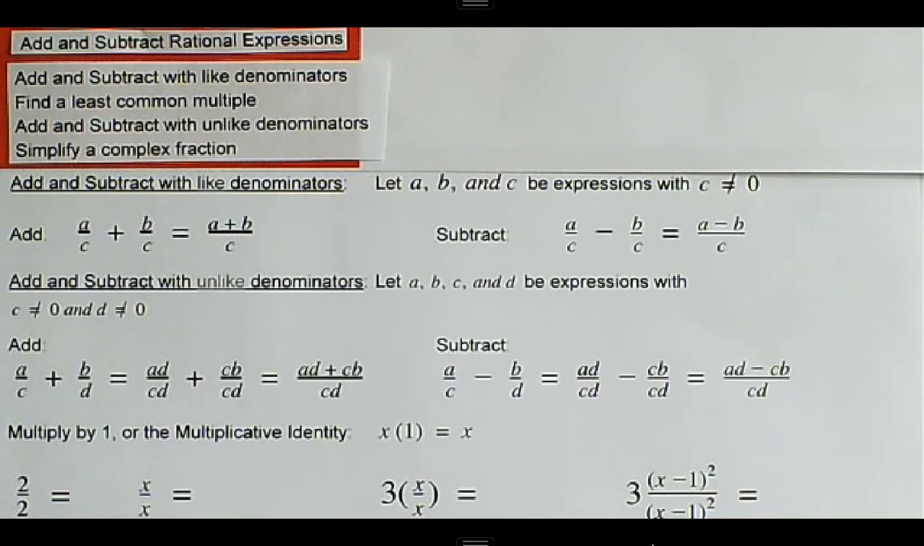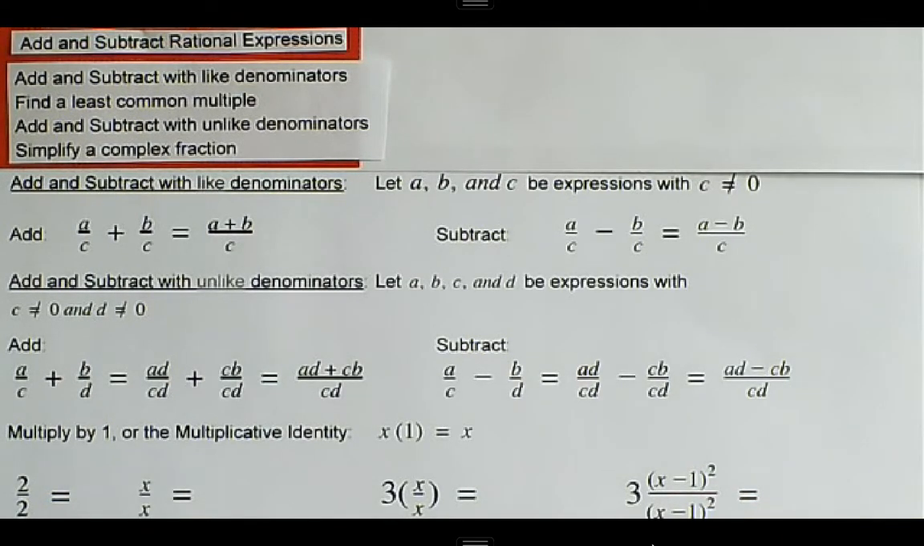We want to add and subtract rational expressions. In order to do that, we need to be able to add and subtract with like denominators, find the least common multiple, add and subtract with unlike denominators, and then we're also going to simplify a complex fraction.